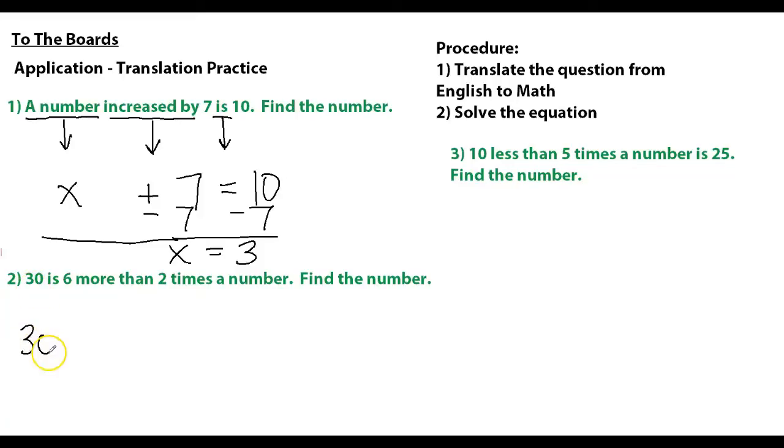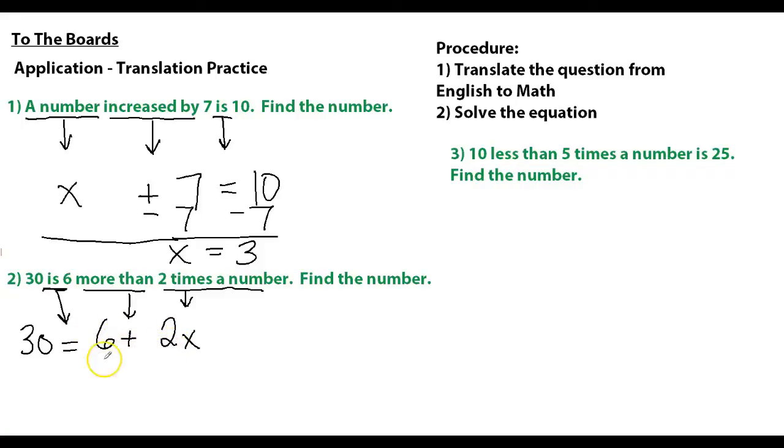30 is, remember the word is translates to equals. 6 more, that means 6 plus 2 times a number. Remember, more than means plus, and 2 times a number would mean 2x. So we have 30 equals 6 plus 2x. That's what we need to solve.